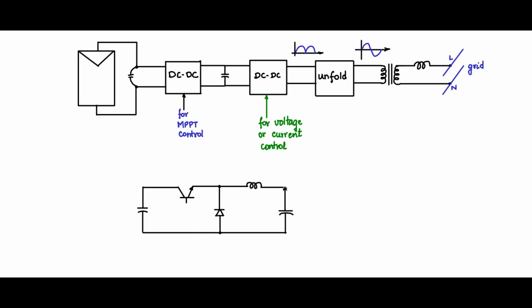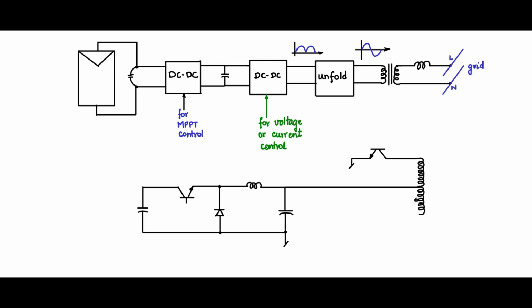Now the output of this should have a wave shape like this, full wave rectified, sine rectified. So appropriately I will have to give a duty cycle here which is varying such that it will produce an output wave shape in that fashion. Now the output of this, I will give it to a push-pull converter which is connected in this fashion.